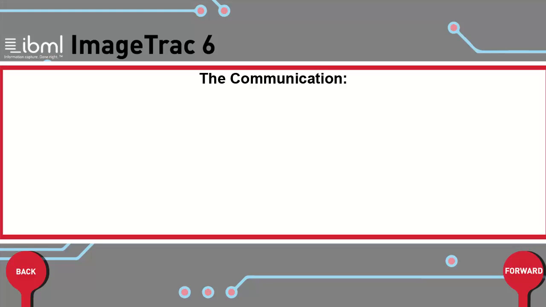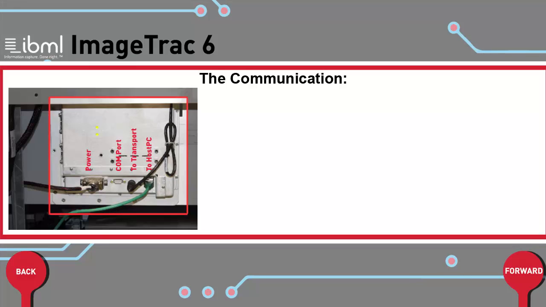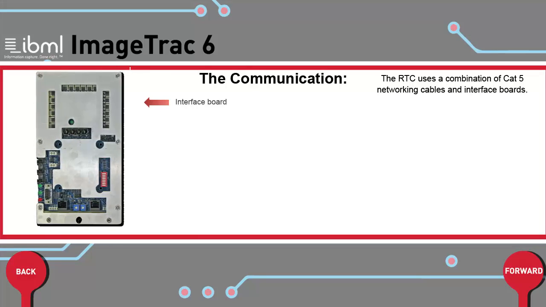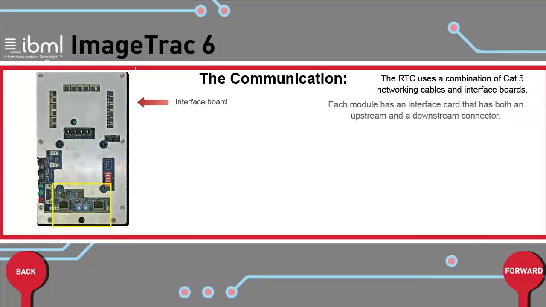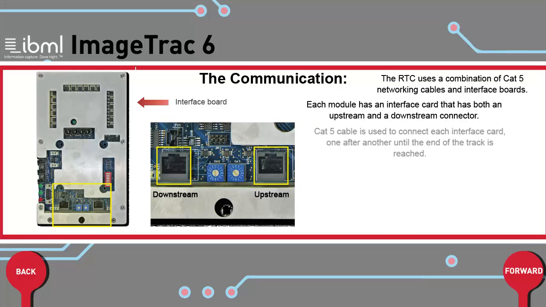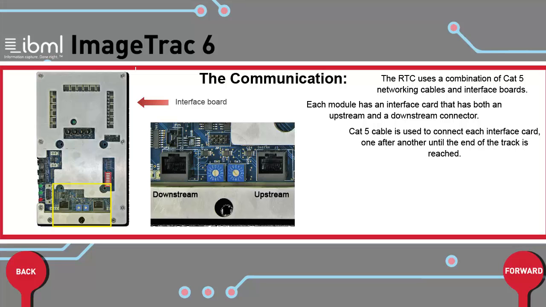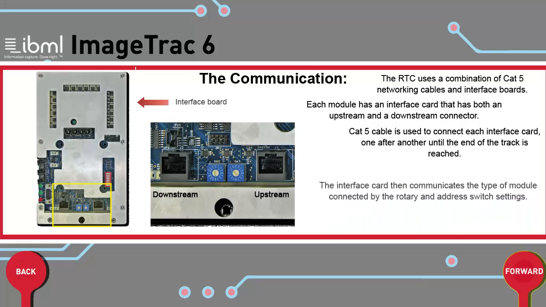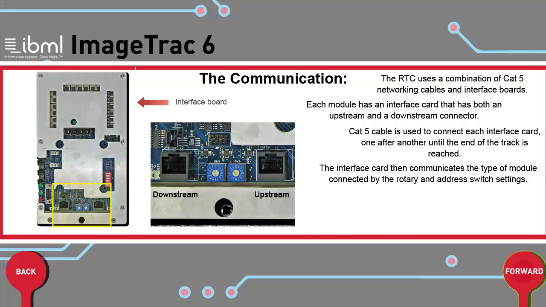Finally, it is important to distinguish how the RTC communicates with the ImageTrack. As we mentioned earlier in the course, the Real-Time Transport Controller communicates with the ImageTrack using cables. The RTC uses a combination of Cat5 networking cables and IBML-designed interface boards. Each module has a backplane board that has both an upstream and a downstream connector. The Cat5 cable is used to connect each of these interface cards, one after another, until the end of the track is reached. The interface board then communicates the type of module connected by the rotary switch and address switch settings.